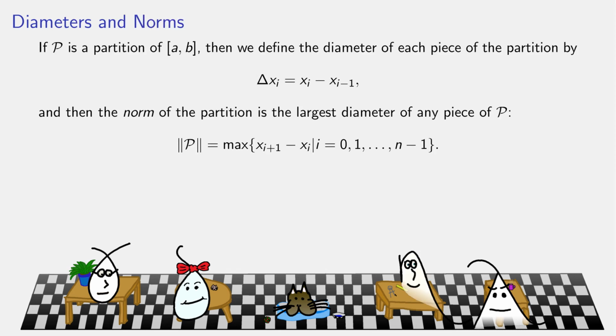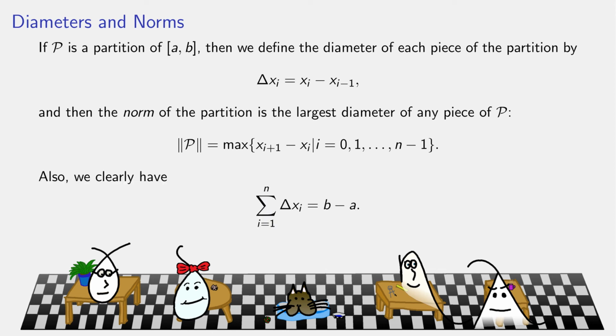Now suppose you've made a partition of an interval. Okay, so you have the left endpoint, you have the right endpoint, and then some number of points in between. Delta x sub i is going to be the length of the ith piece. Then the norm of the partition is the largest length in that list. Of all the delta x sub i's, it's the maximum. Since we have finitely many, this is a maximum, not a supremum.